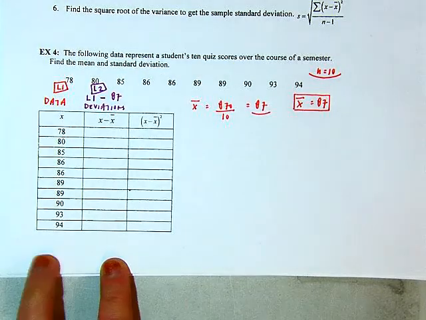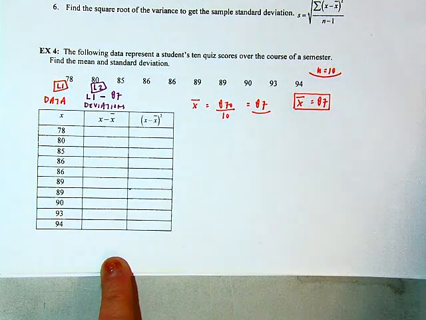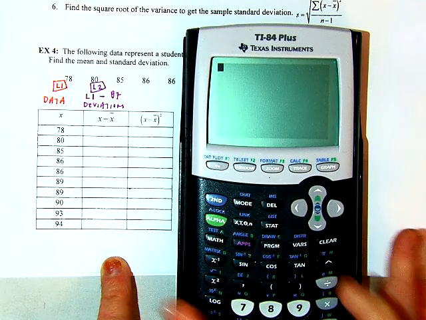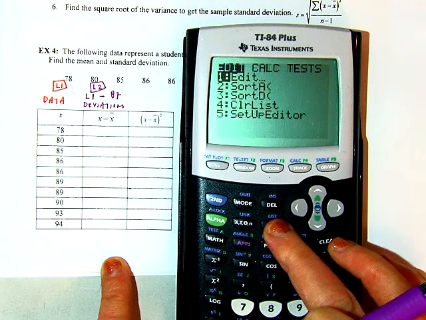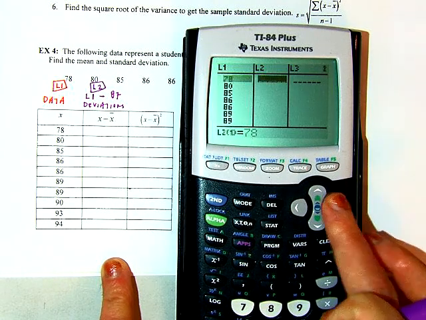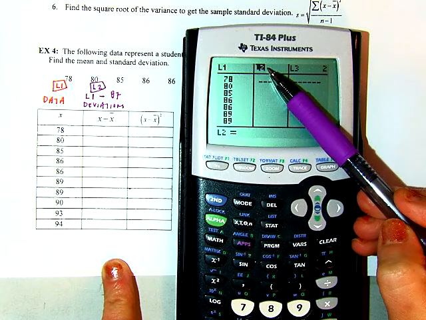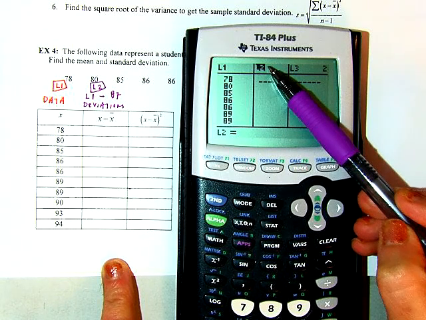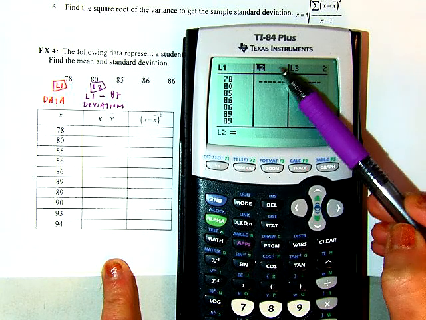How far each piece of data falls from the mean. So here we go. I'm back in my stat list. I'm sliding over a column, now in my L2. Up in L2, I have to be nice and black on the L2.